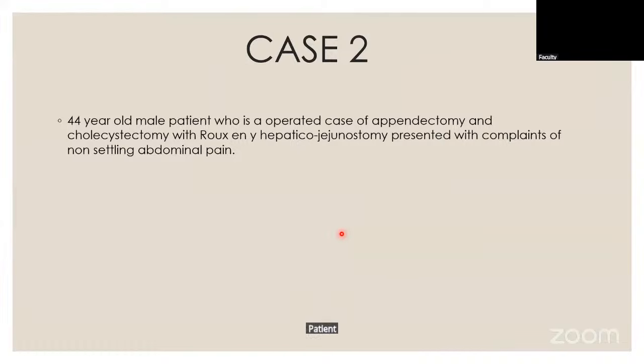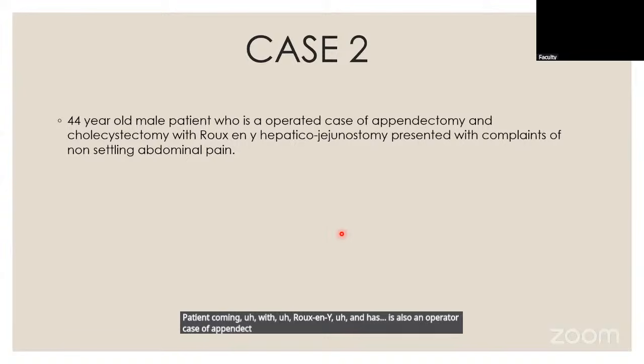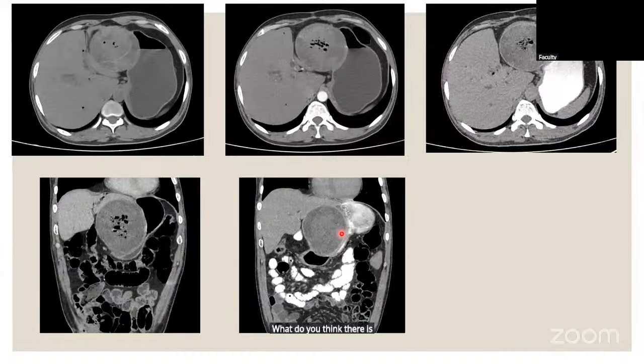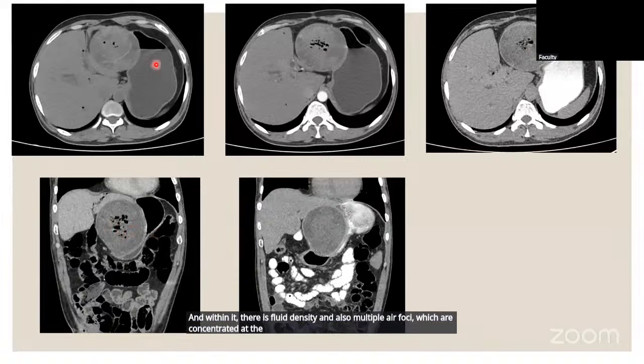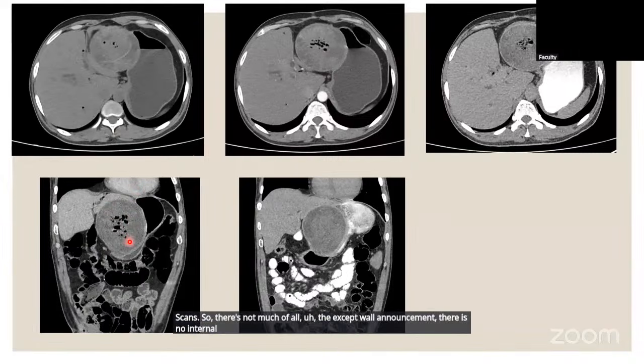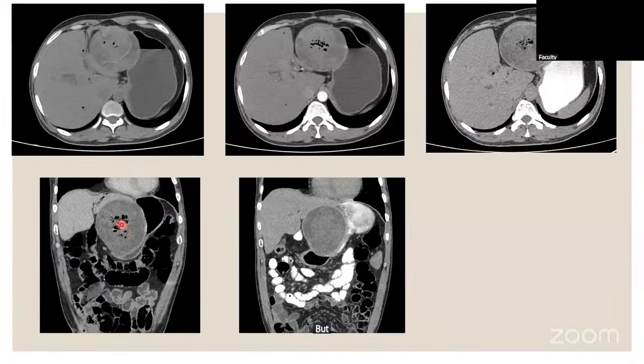Patient coming with Roux-en-Y and is also an operated case of appendectomy and cholecystectomy. He has a non-settling abdominal pain. What do you think there is? We are seeing a structure which is showing peripheral wall enhancement, and within it there is fluid density and also multiple air foci which are concentrated at the center. This is a plain scan. These are all contrast scans. So there's not much except wall enhancement. There is no internal content enhancement, but the air is arranged in a typical pattern, that is a sieve-like pattern.